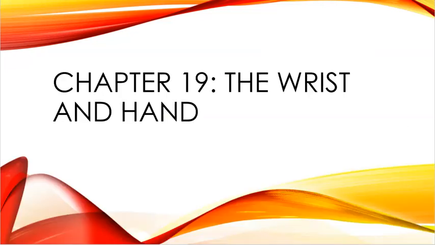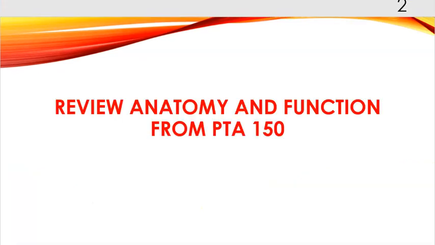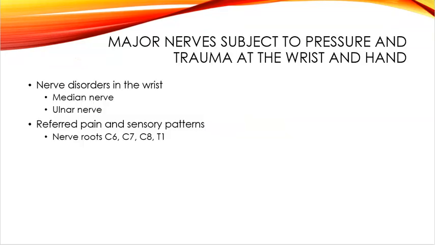Moving on to the wrist and hand, please review anatomy and function from PTA 150 for the wrist and hand. There are major nerves subject to pressure and trauma at the wrist and hand, including the median and ulnar nerve. There's referral pain and sensory patterns from the nerve roots of C6, C7, C8, and T1.